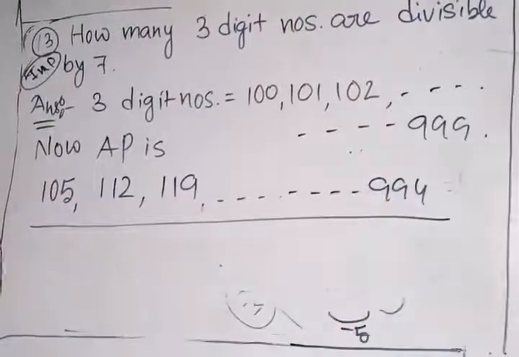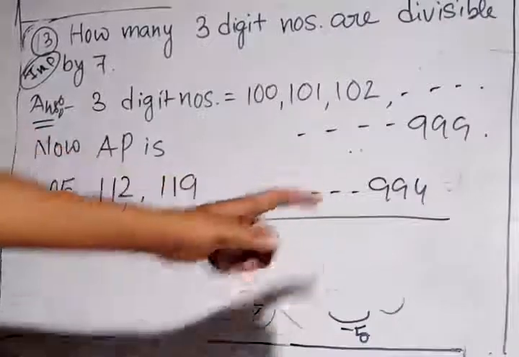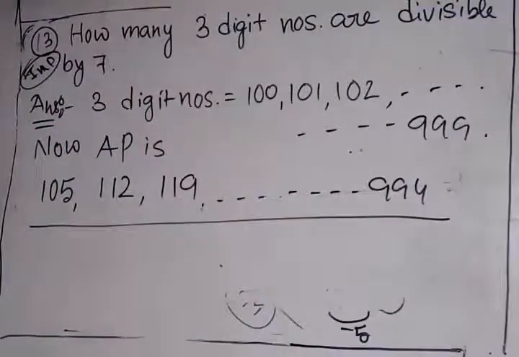So this is the AP. These 3-digit numbers are divisible by 7. So this way we can find out. And this is very, very important.